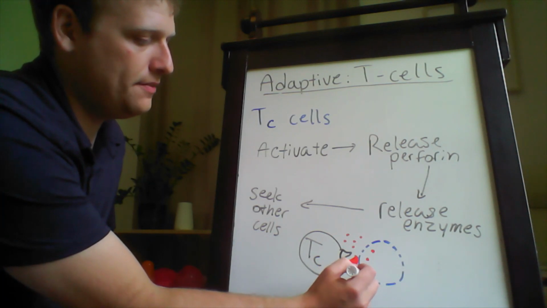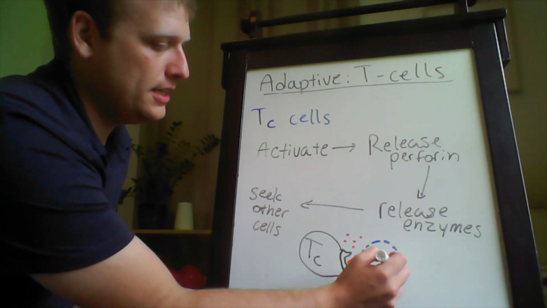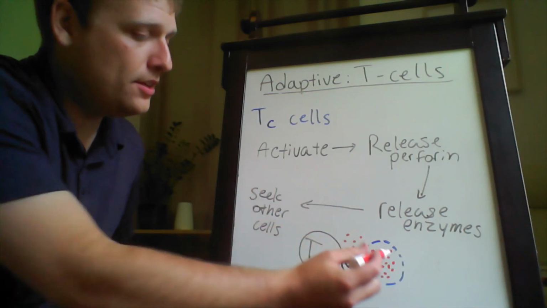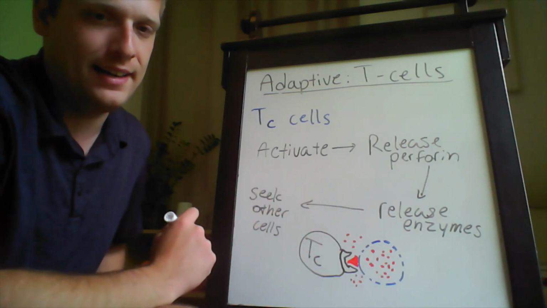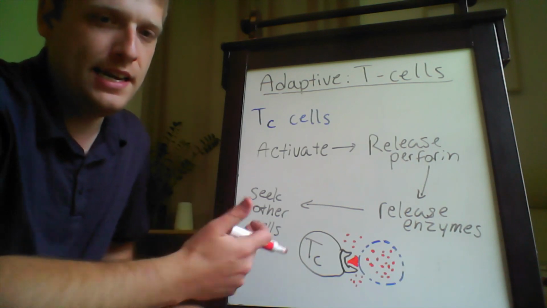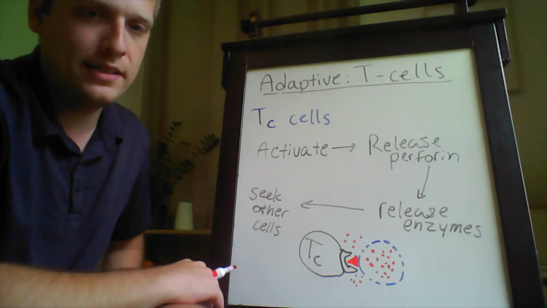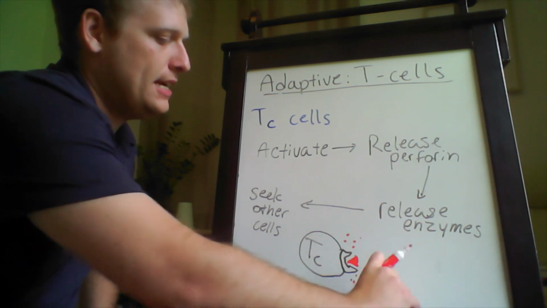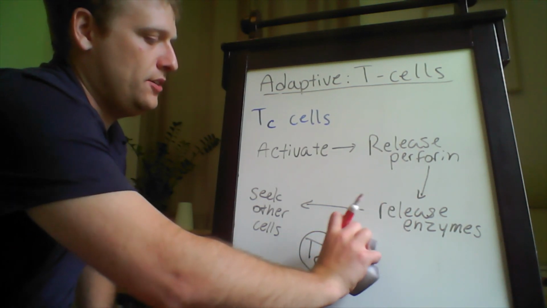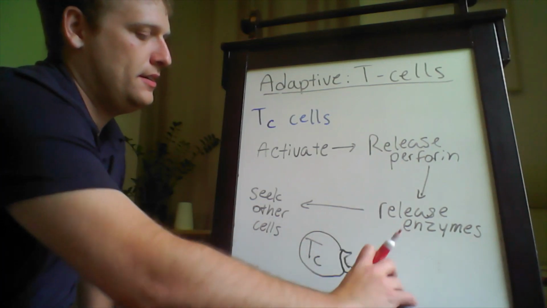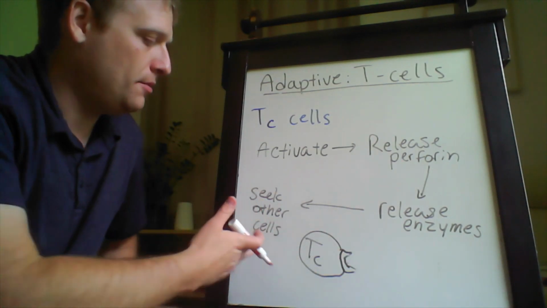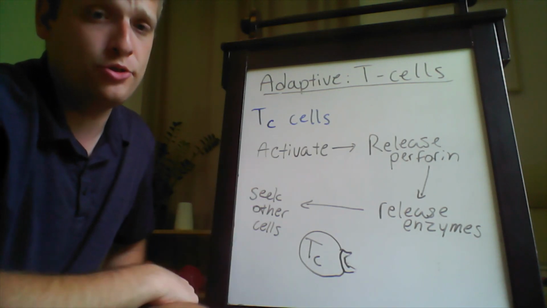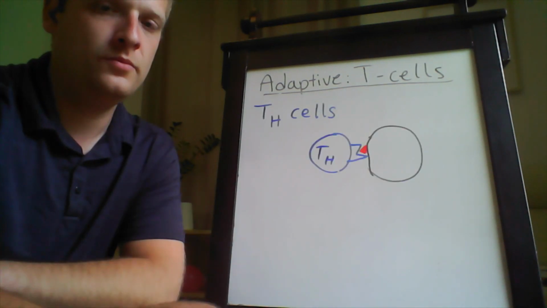So you get release of these enzymes by the cytotoxic T cell. And since there are holes in the cell membrane, those enzymes can travel inside this cell and basically eat it from the inside out and destroy that cell. So once this has been accomplished, this cell is dead, its antigen is gone. This T cell can then move on and seek out other cells to destroy.